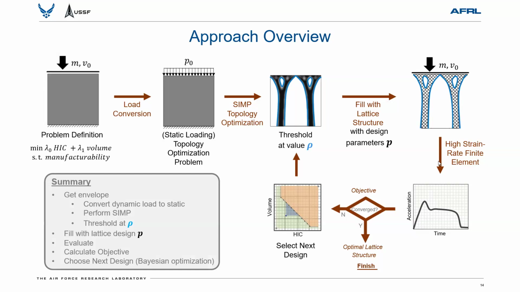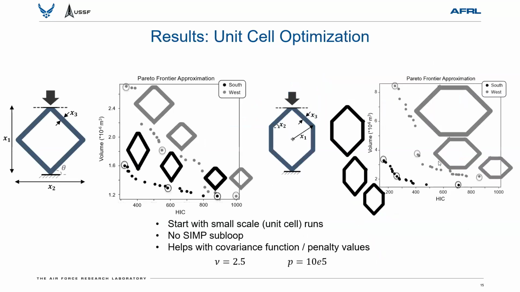Now let's quickly talk through some examples. Actually first, I mentioned a few parameters that needed to be tuned. We did that tuning by running Bayesian optimization on some unit cells, each unit cell on its own. The Pareto fronts that we got are shown here for two different build direction assumptions, one being the south, which is in black, one being the left-hand side, which is in gray. So no sim subloop here, just Bayesian optimization on the units. That gave us values for our hyperparameters that performed well.